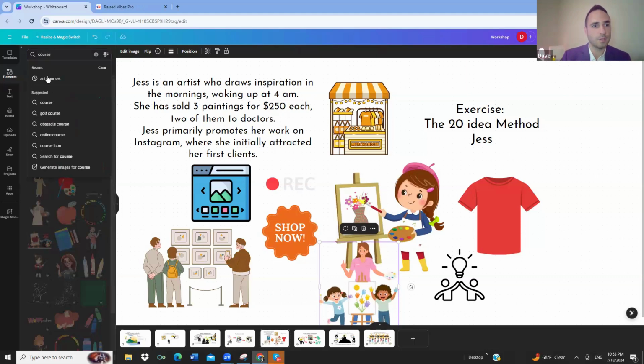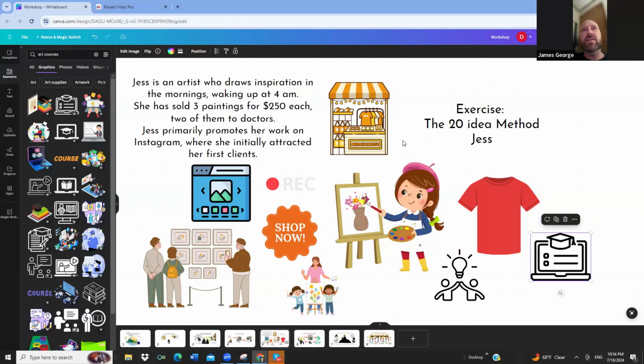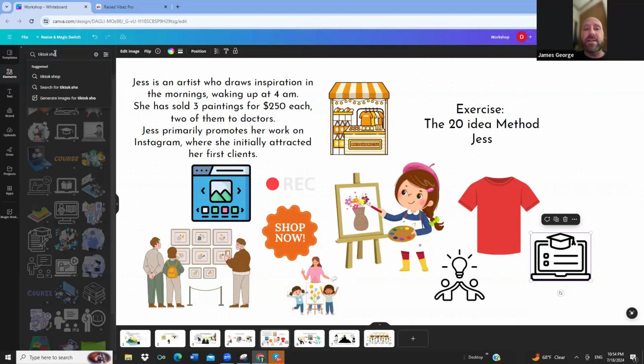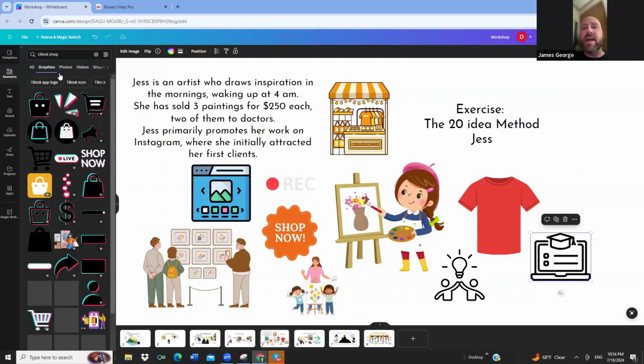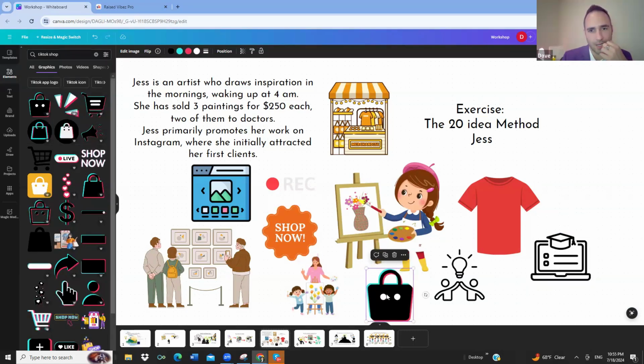Art courses. So I was thinking that she could list her prints on the TikTok shop. That's another popular thing if you do a little TikTok advertising. TikTok advertising is fairly cheap, and I see ads for TikTok shop stuff all the time. So we have Etsy shop, TikTok shop. That's a good idea.